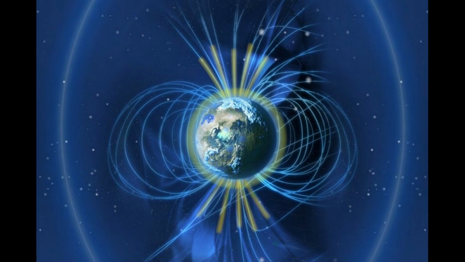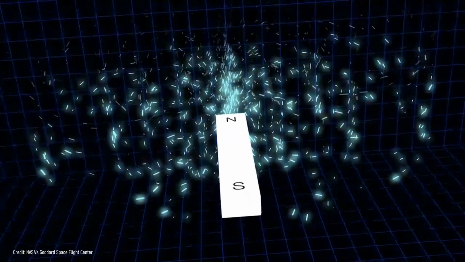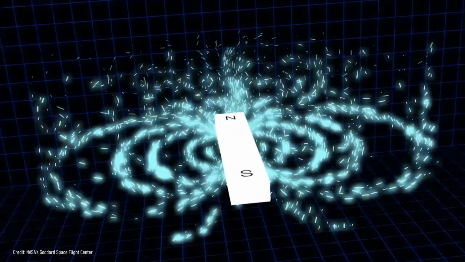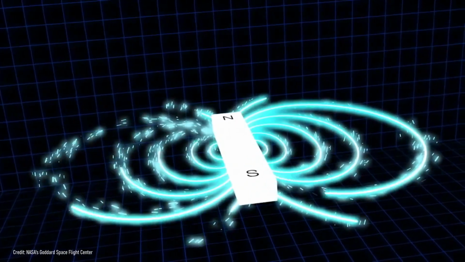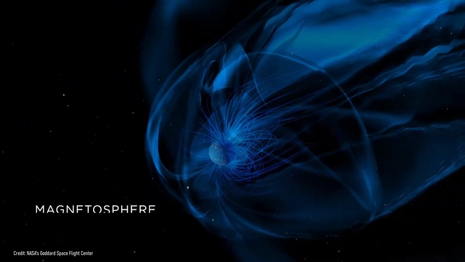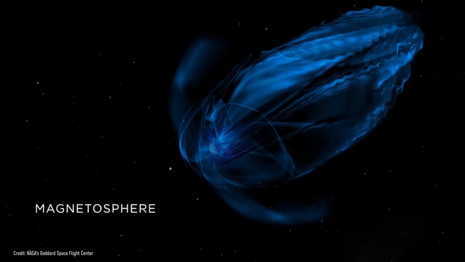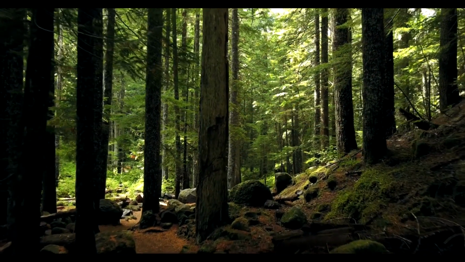The magnetic fields produced are quite complex, but the overall effect is similar to a giant bar magnet placed inside the Earth. The magnetic field extends out in space and covers a vast region around the Earth. This region is called the magnetosphere. The magnetic field is extremely important to sustain life on Earth.